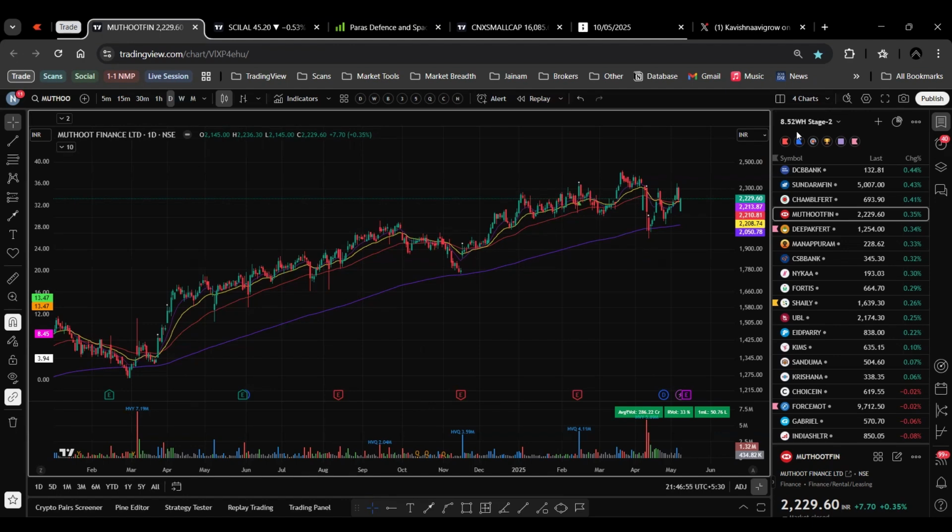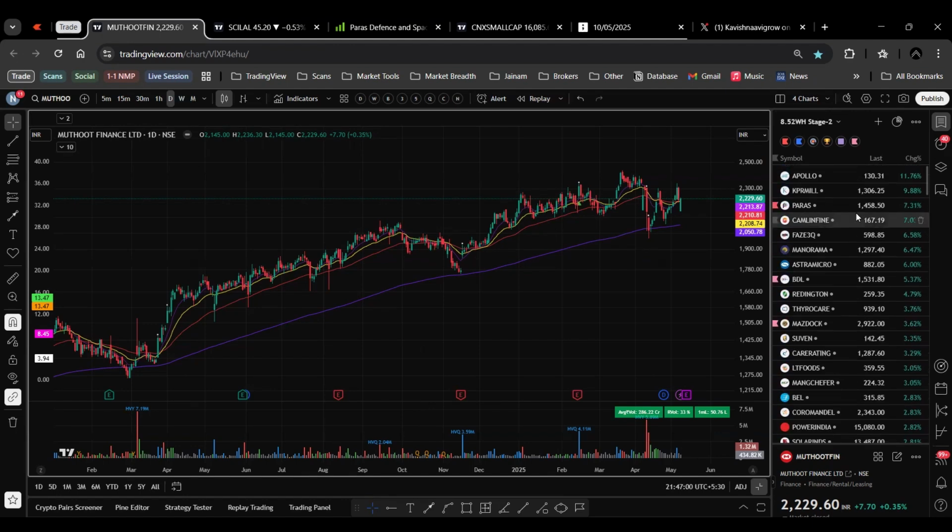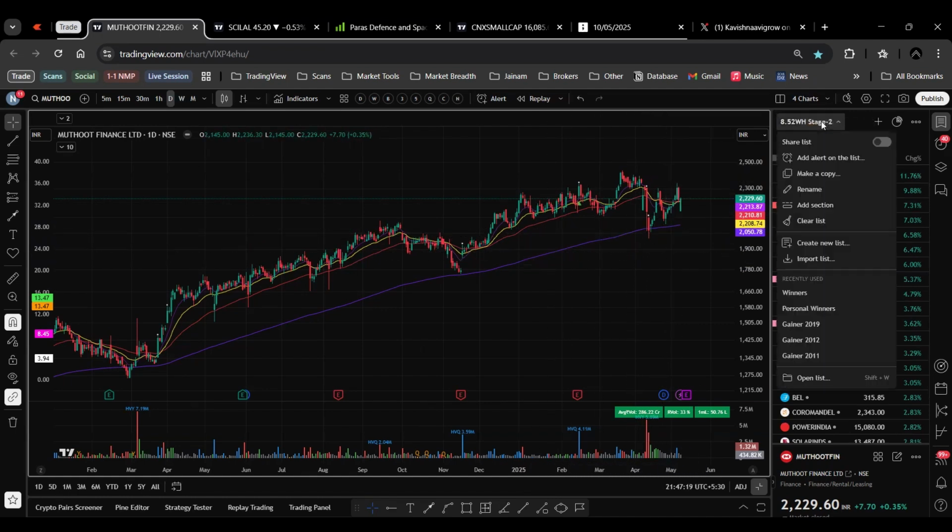I've learned this from Mark Minervini. Whatever I do is built on his work. So yeah, the stock should be above its 200-day moving average, above the 50-day moving average. It should be within the 25% range of the 52-week high. And the minimum turnover criteria, here I've kept 5 crores, but you can adjust it according to your liking.